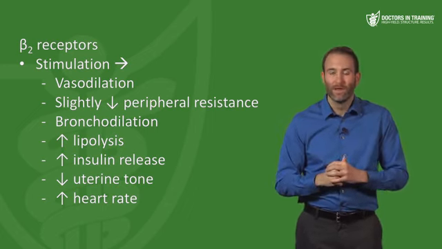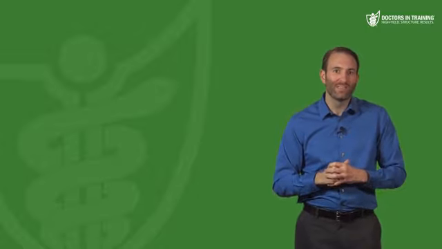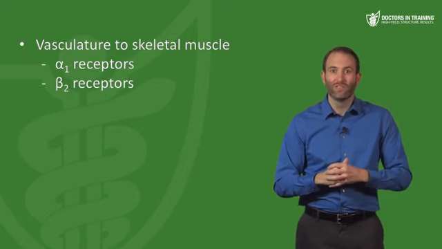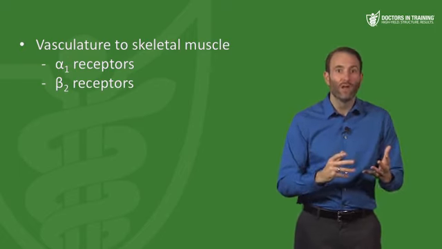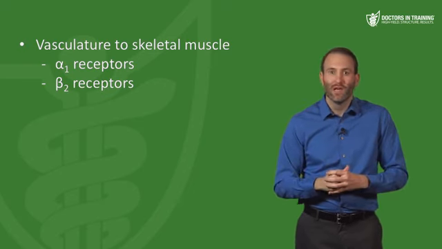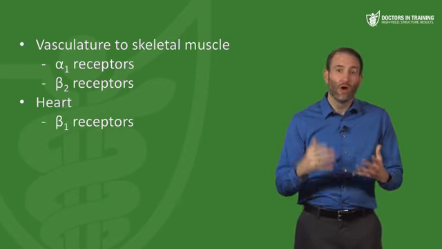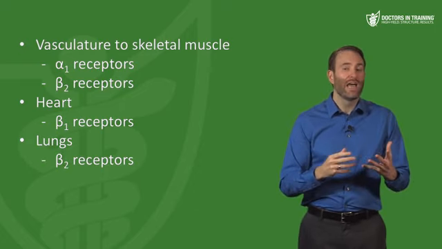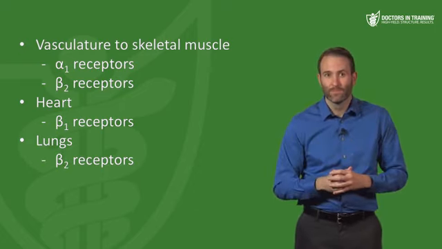Now, adrenergically innervated organs tend to have a predominance of one type of receptor. For example, tissues such as the vasculature to skeletal muscle have both alpha-1 and beta-2 receptors, but the beta-2 are probably going to predominate. The heart, as we said before, contains a lot of beta-1 receptors, and then the lungs have a whole lot of beta-2 receptors. Okay, so let's pound this into your brain one more time. You have to know this stuff. Nothing else in this lecture is going to make sense unless we go through this again.